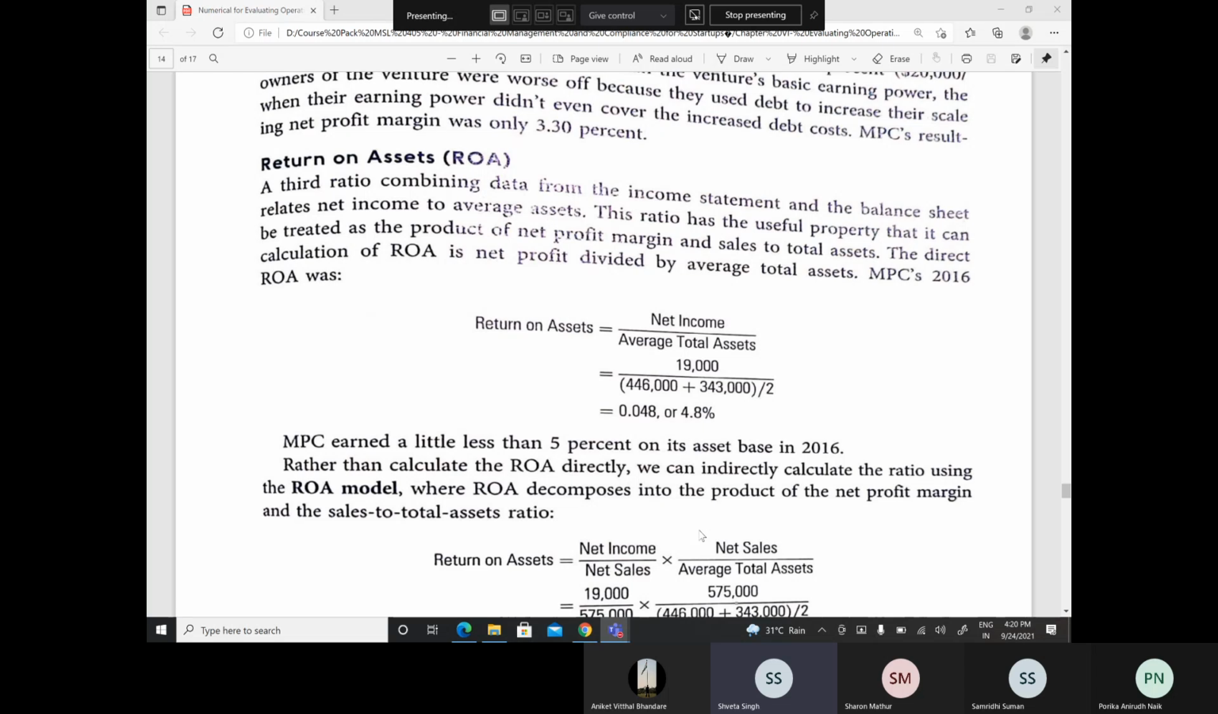So return on assets is net income upon average total assets, that's 19,000 divided by (446,000 plus 343,000) divided by 2, which is 4.8%. Okay. Now here I want to give a caveat to my students who may or may not understand this because you don't have a background in finance.